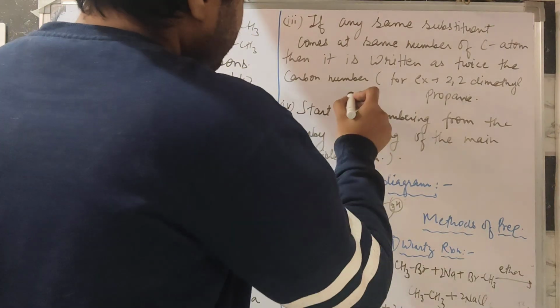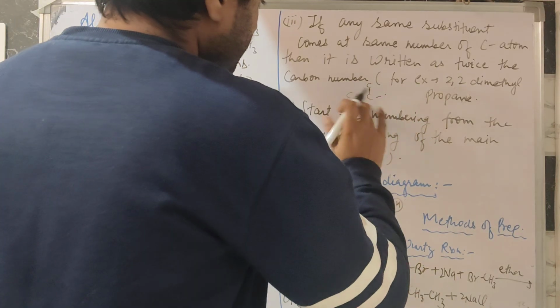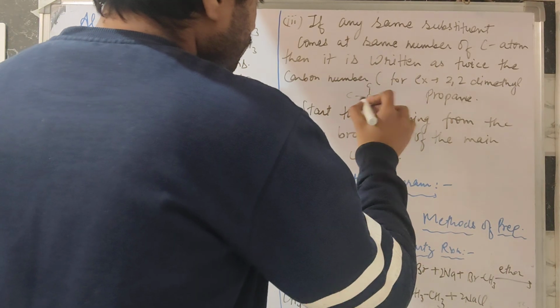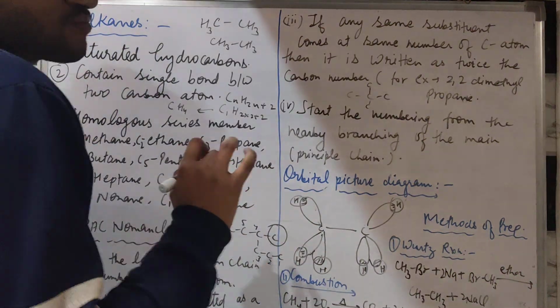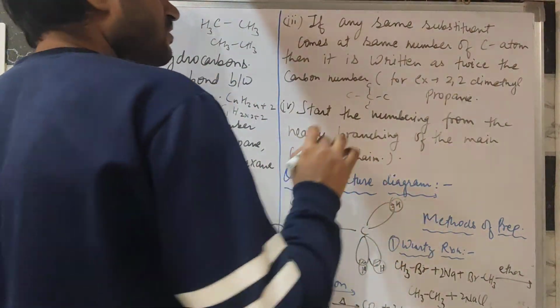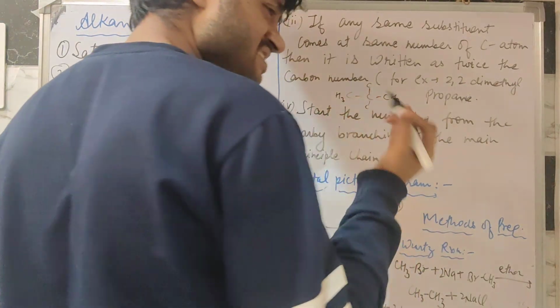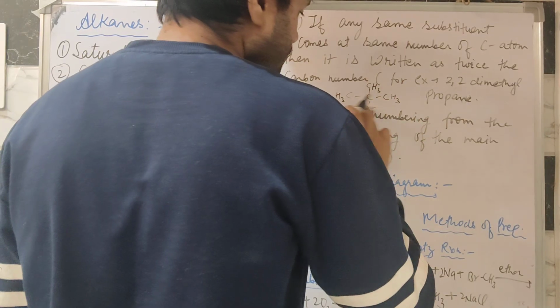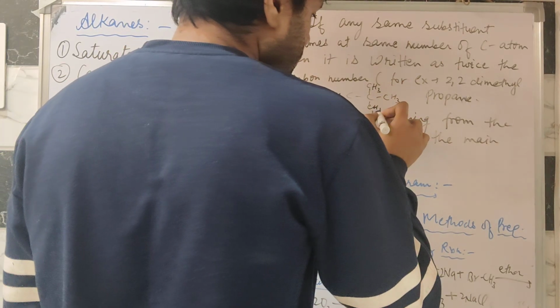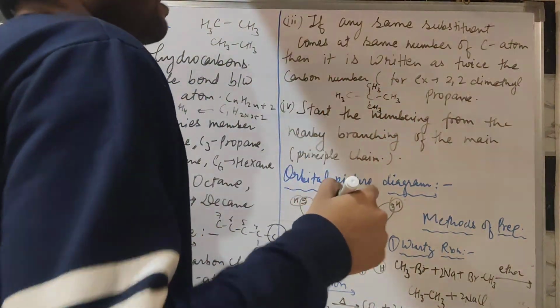For example, if I take this and the same group is attached at the same carbon, then you will number it 2,2-dimethylpropane. I'm just writing the skeleton form of the molecule because it is understood that the terminal positions are obviously CH3, so there is no need to represent them every time, and this one is also a CH3. So if the same substituent comes at the same carbon, it will be 2,2-dimethyl.